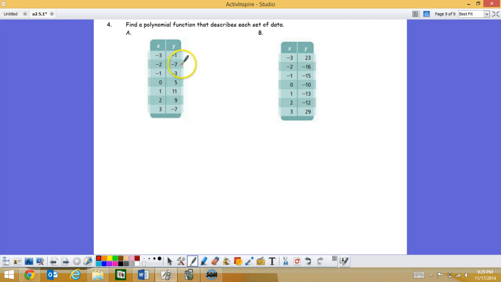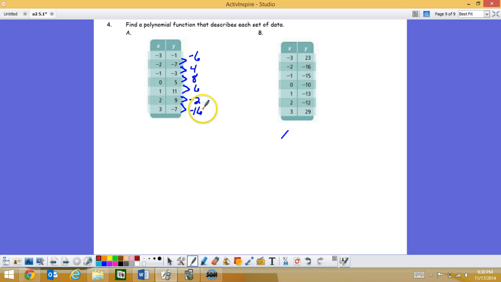For example, when we find the first set of differences, -7 minus -1 is -6, -3 minus -7 is 4, 5 minus -3 is 8, 11 minus 5 is 6, 9 minus 11 is -2, and -7 minus 9 is -16. Now, we don't have a constant set of differences yet. So we are going to do the same thing. So that's the first set of differences.